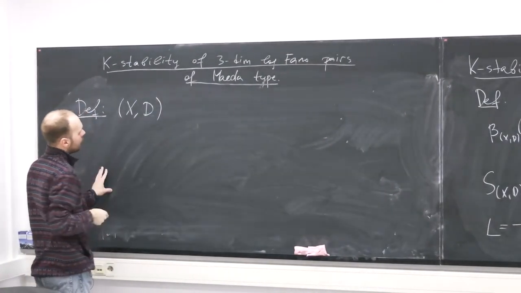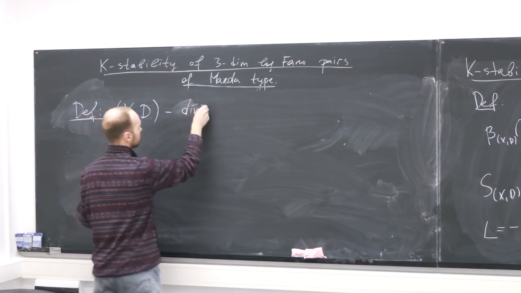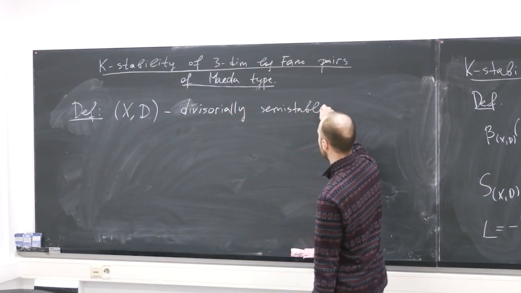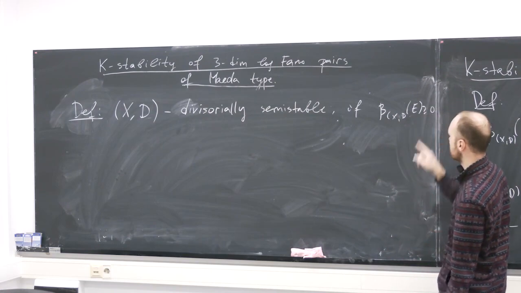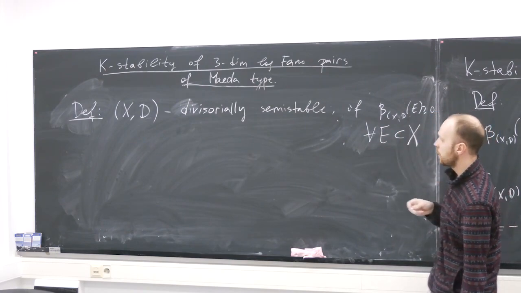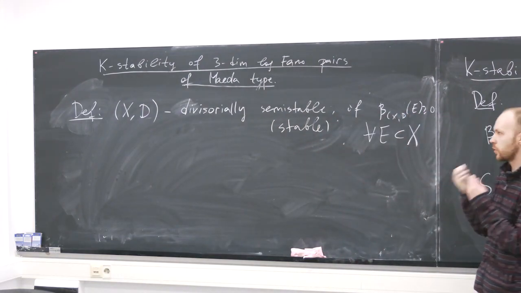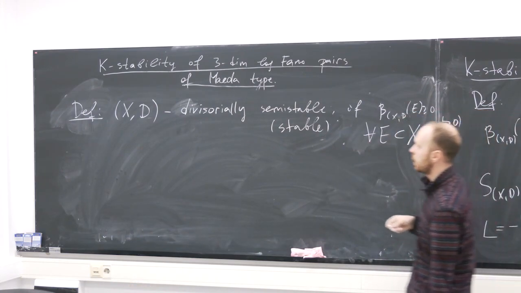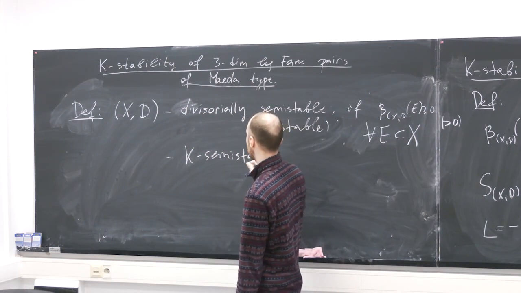Now, the following definition. (X, D) is K-divisorially semi-stable if this number is greater or equal than 0 for any E on X, not over X. Respectively, it is divisorially stable if here we have strict inequality. It is called K-semi-stable, respectively K-stable, if this invariant is greater or equal than 0, respectively strictly positive, for any E over X.